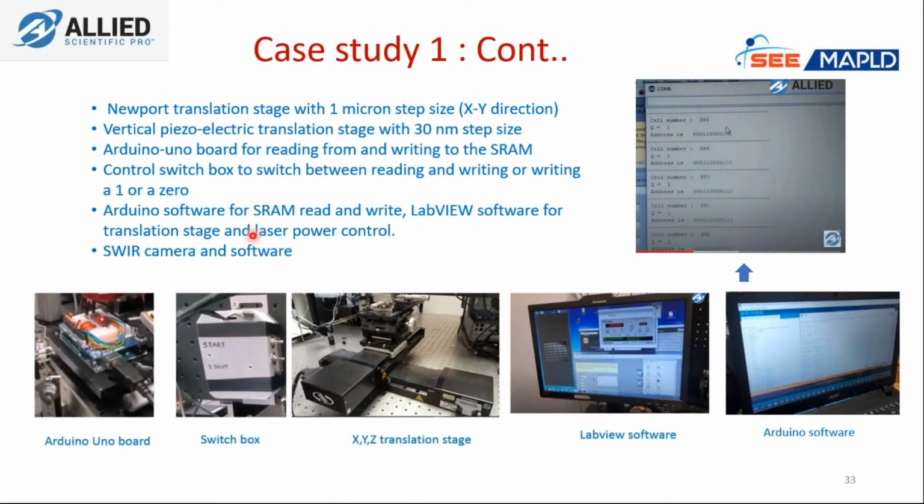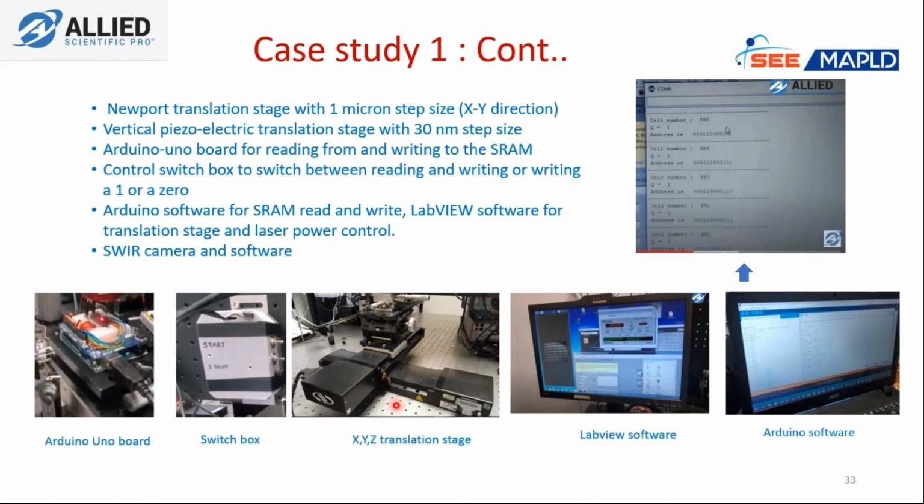And this is our experimental setup. We mounted the chip on an Arduino board, Arduino Uno, so we were able to write and read on it. We wrote a 1 to all the cells initially. And this box was a switch box that would switch between write and read, or writing a 0 or writing a 1. So instead of doing it with the software, we could just use this switch box.